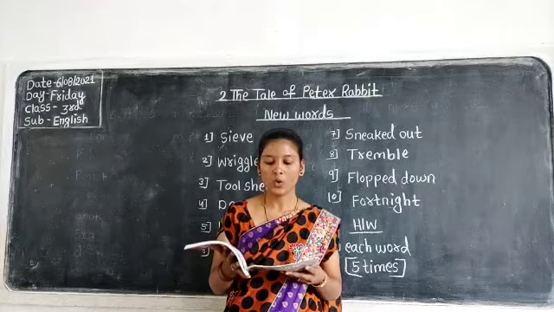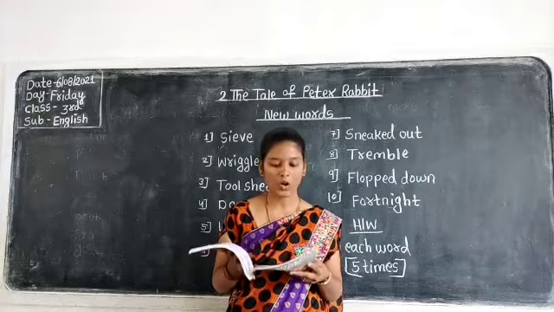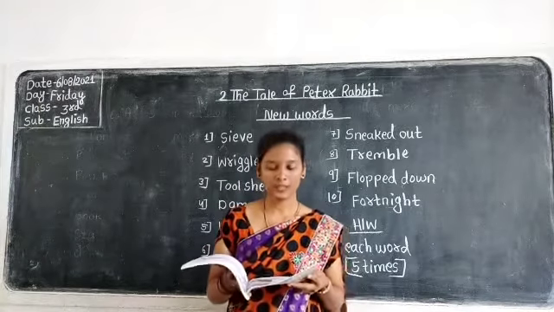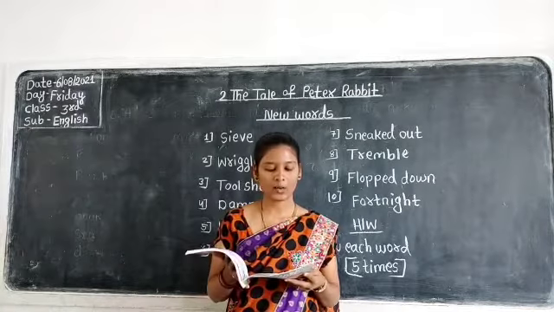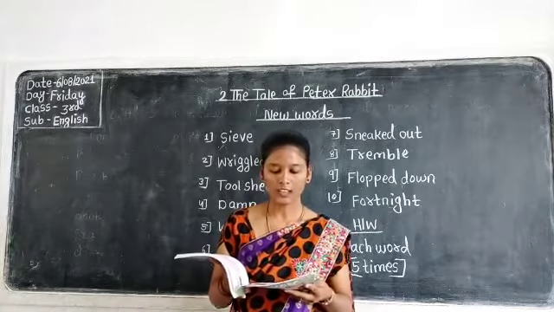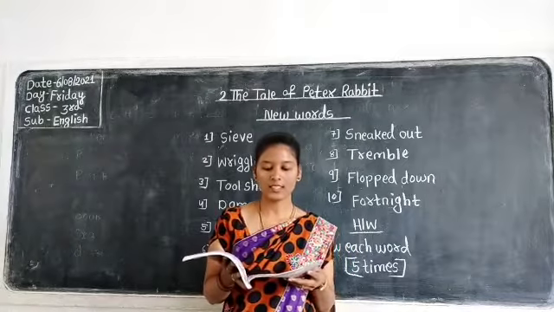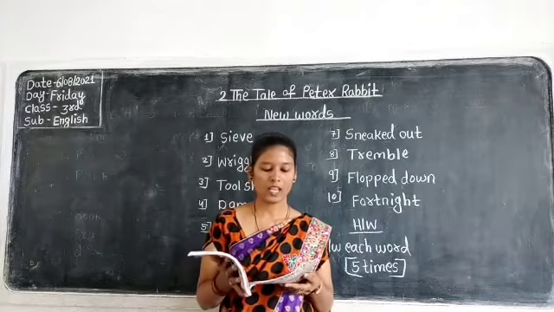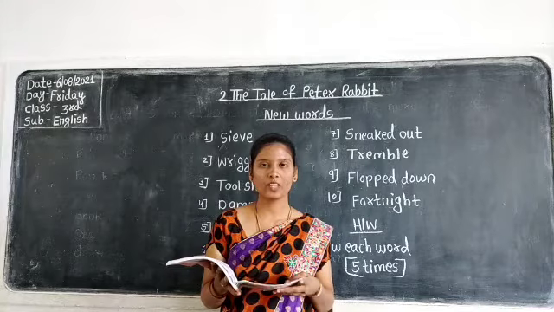So he looked over the edge and he saw Mr. McGregor hoeing the onions. So what do you mean by hoeing, children? Hoeing means digging. So he saw Mr. McGregor was digging onions in his garden. So his back was turned towards Peter, and beyond him was the gate. So children, you can see the picture in your textbook.